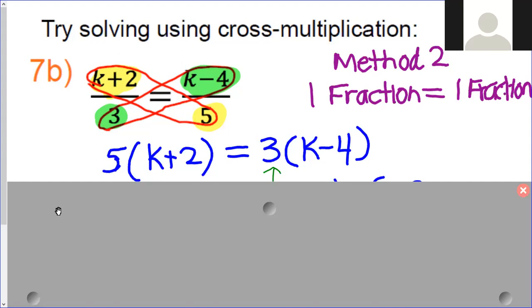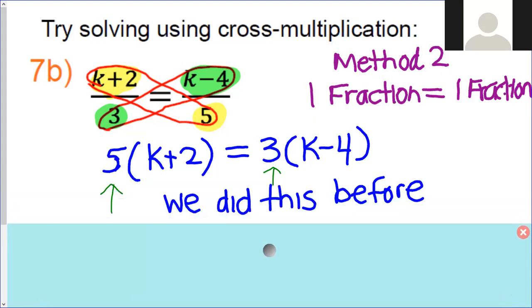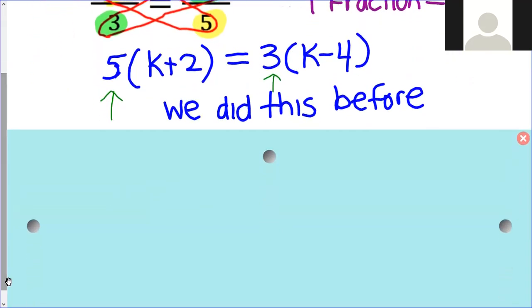Okay, so we've set up 5 times k plus 2, 3 times k minus 4. So what do we do next, grade 9? Mia? Yes, we're going to do the distributive property next. We have done this before, the distributive property. So we'll scroll down.